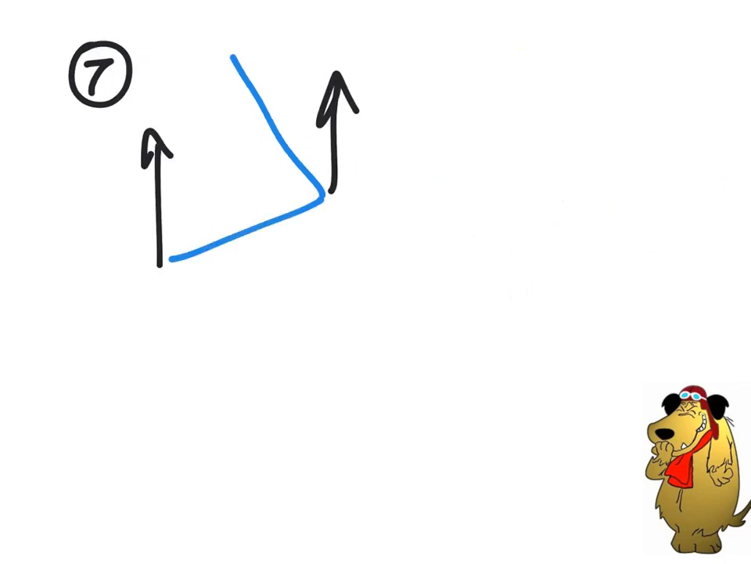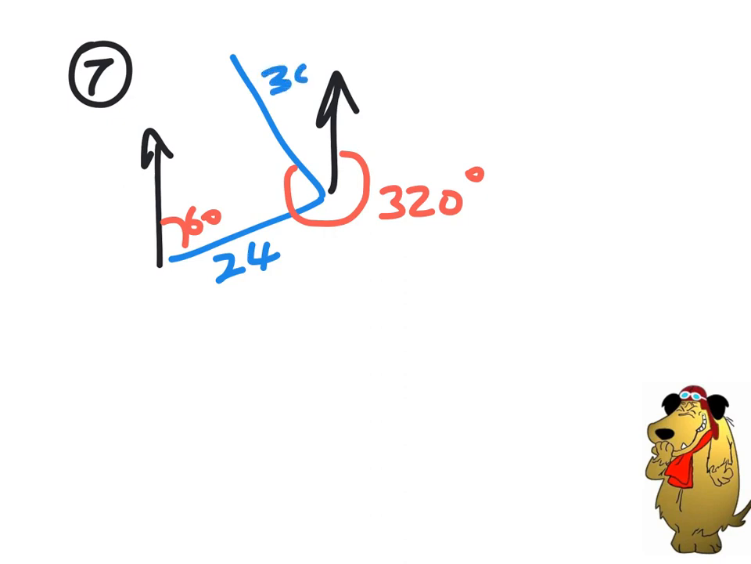Question 7. Right, what do we know here? The question tells us that this first angle in here is 60 degrees. It tells us the second angle right round here is 320 degrees. It tells us the first part of the journey is 24 kilometres, and the second part of the journey is 30 kilometres. And what we are asked for is this distance here.